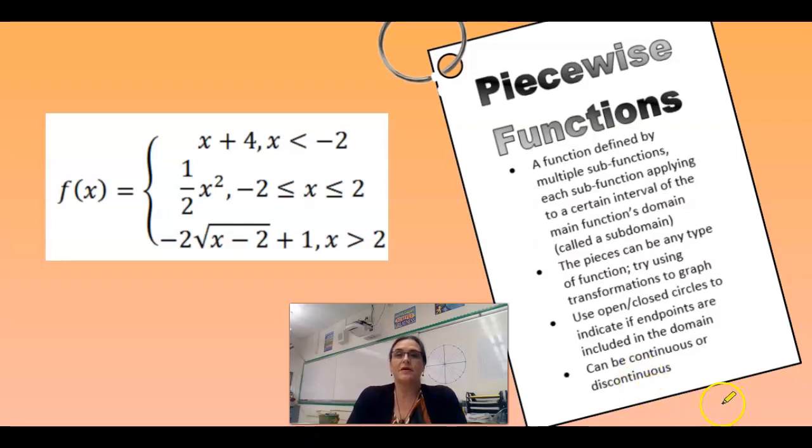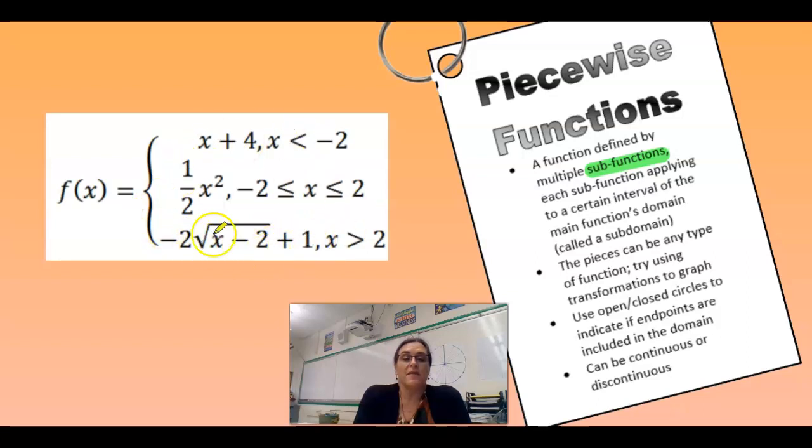So welcome to our notes on piecewise functions, and on the front of the notes booklet we have some vocabulary we want to discuss before we get into the examples inside. A function defined by multiple subfunctions, right? Subfunctions is what a piecewise function is, and when we look at this example of a piecewise function f of x, it's comprised of these three subfunctions: x plus 4, 1/2 x squared, and -2 square root of the quantity x minus 2 plus 1.